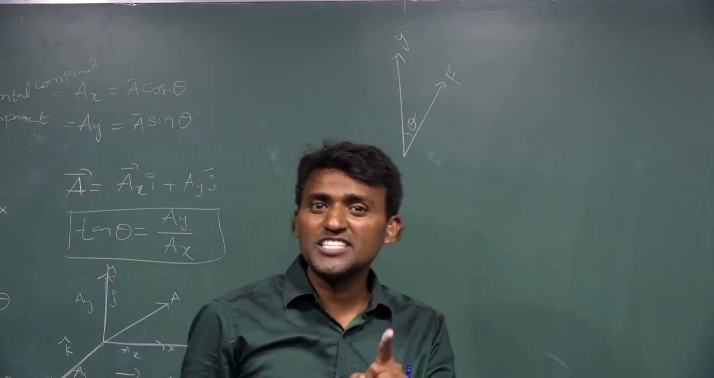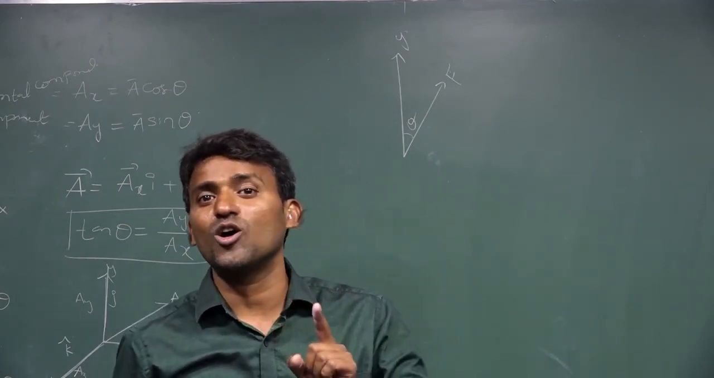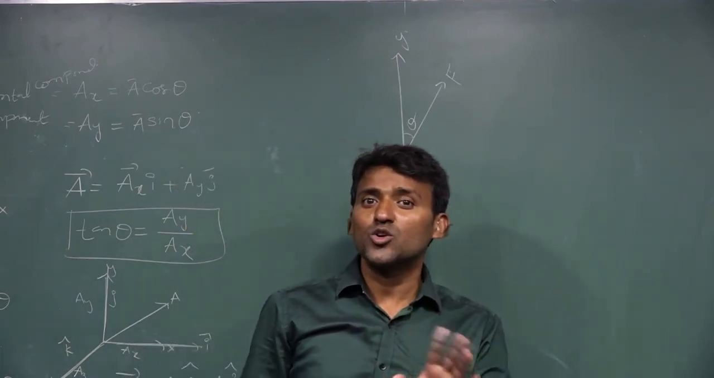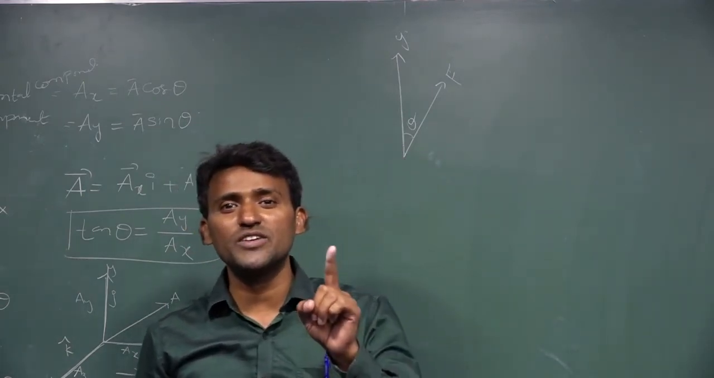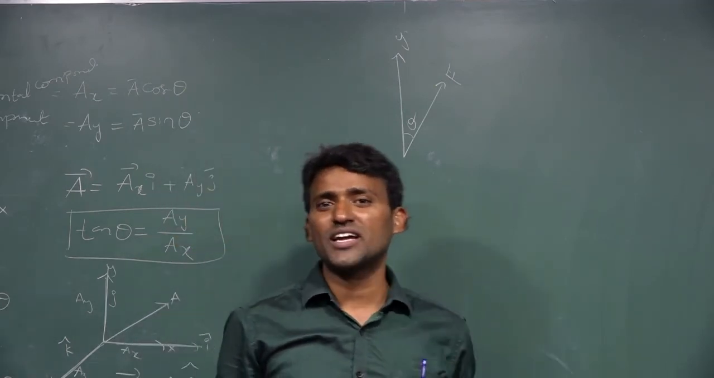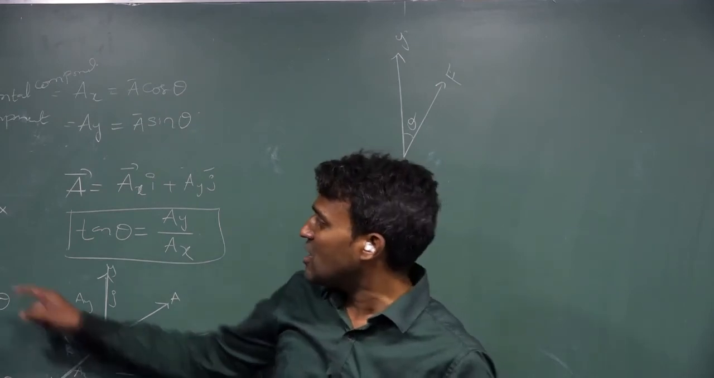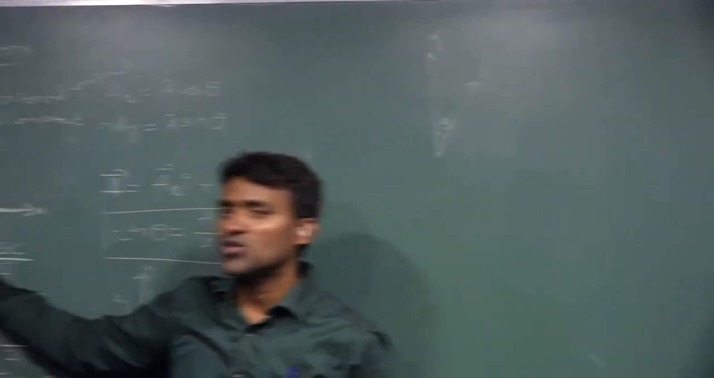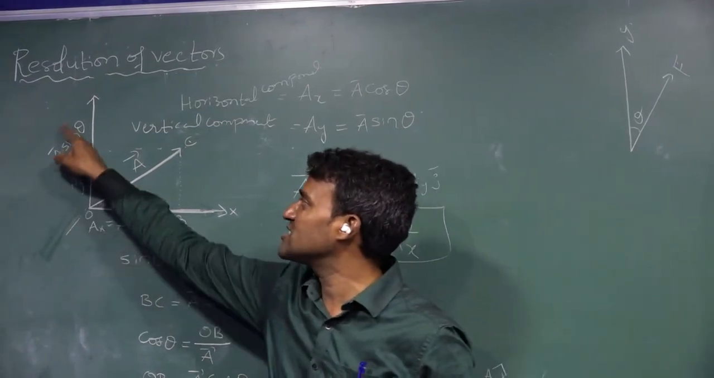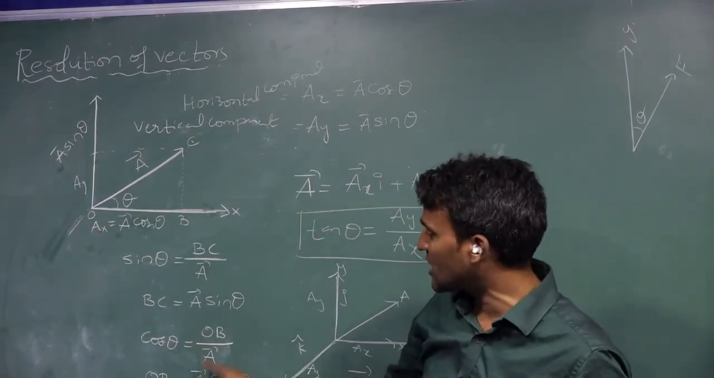Horizontal component is always cosine angle. You have to keep it in your brain. Don't forget, horizontal component is always cosine angle. Vertical component is always sine angle. See here, the horizontal component we got is the cosine angle, and the vertical component is the sine angle. Mathematically we proved that also.